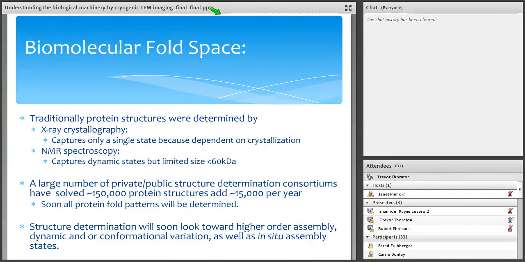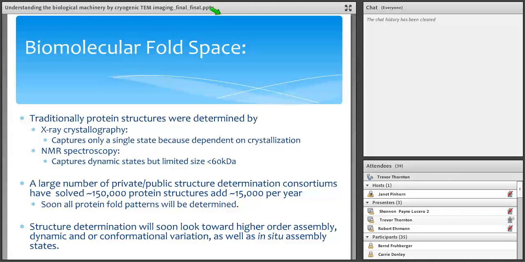So we think about biomolecular fold space. We have to understand that there are only so many conformations these biomolecules can undertake and still be functional in the biological world. Traditionally, we've studied these structures by either X-ray crystallography or NMR spectroscopy. X-ray crystallography captures a single state because it depends on the crystallization process in order to get the structural information. The crystallization is really a final purification method that selects a single state of the molecule from solution to form the crystal. If it didn't do that, it wouldn't form a well-formed crystal that would diffract well.